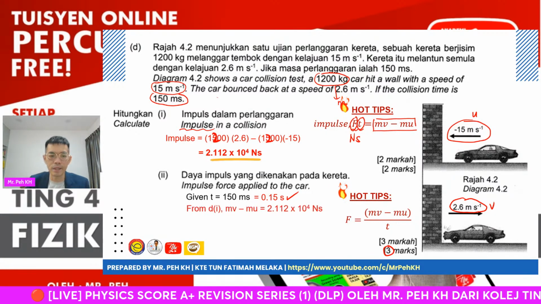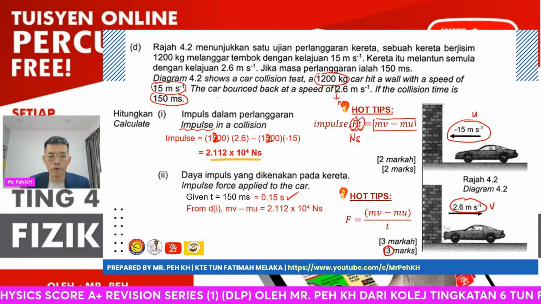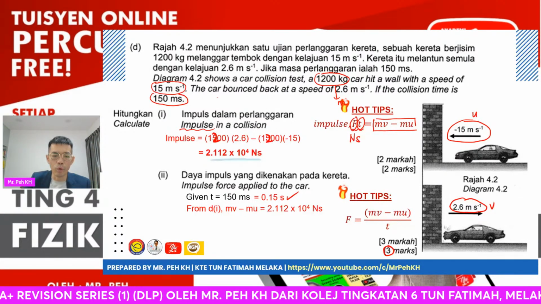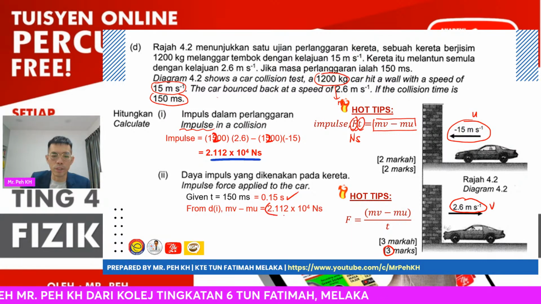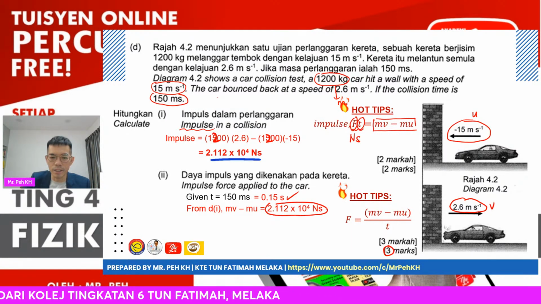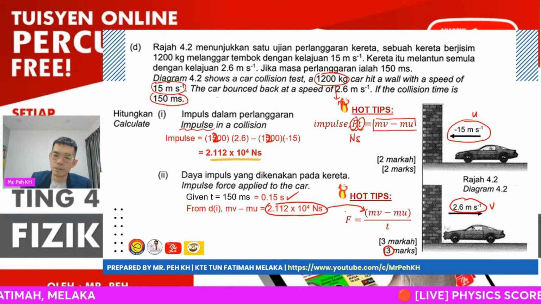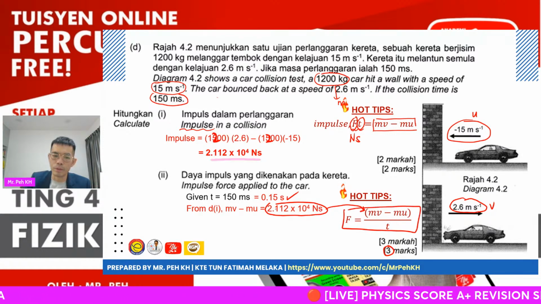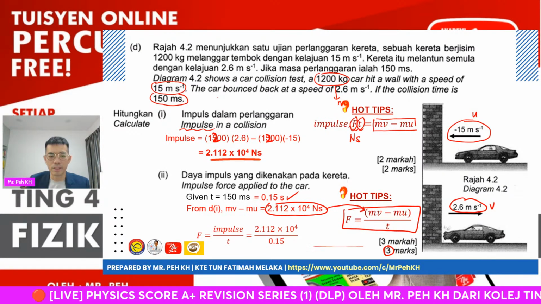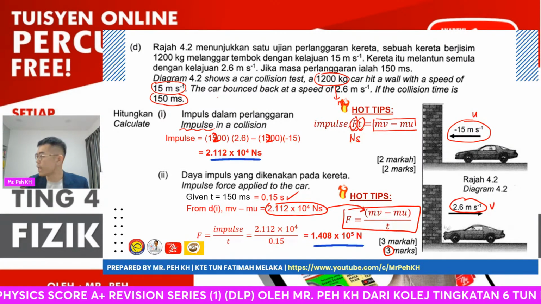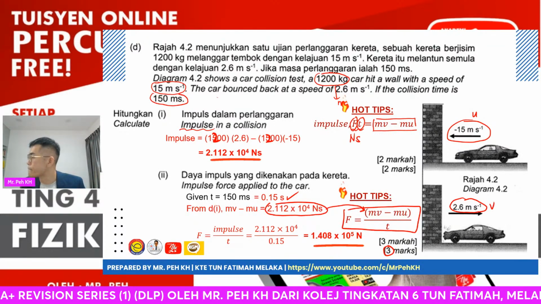Then the second mark you can get from D1 now. This will be the value we calculated, and you just substitute in the formula. So we will be using 2.112 times 10 power 4 divided by 0.15. Okay, so with this, here is the answer from Jiaying.